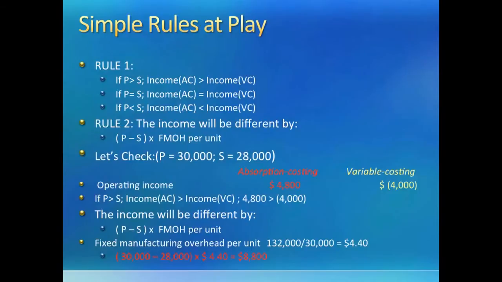Rule 2 says that the income between the two methods is different by the difference between production and sales multiplied by fixed manufacturing overhead per unit. Let us try to check it for our example. In our example, production is bigger than sales. Remember, production is 30,000 and sales are 28,000. So income under absorption costing should be bigger by our rule than income under variable costing. But by how much? Since the only reason for differences in two incomes is fixed manufacturing overhead, the incomes will be different by production minus sales, which is 2,000 units, times fixed manufacturing overhead rate. The rate here is $4.40 as we calculated. So $4.40 times 2,000 units will give us a difference of $8,800. Done.